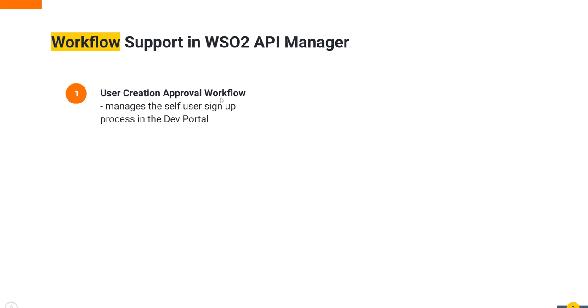User creation approval workflow. WSO2 API Manager developer portal allows users to create a user account for them using self-user sign-up capability. By default, it doesn't provide any approval process. Anybody can come in and create a new user account for them. By enabling user creation approval workflow, it allows administrator to intervene, validate the details, and approve or reject the new user creation request.